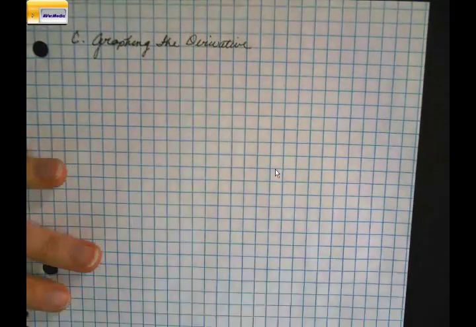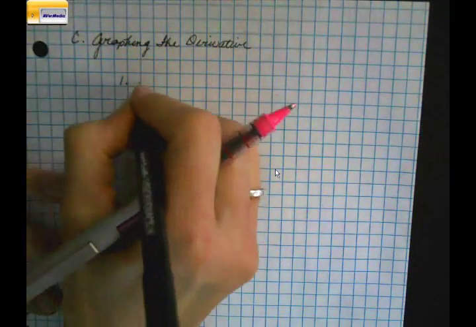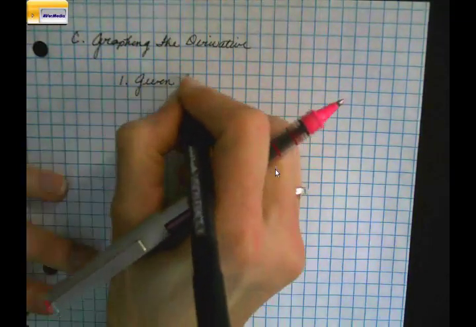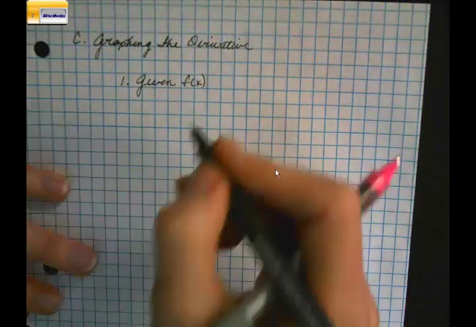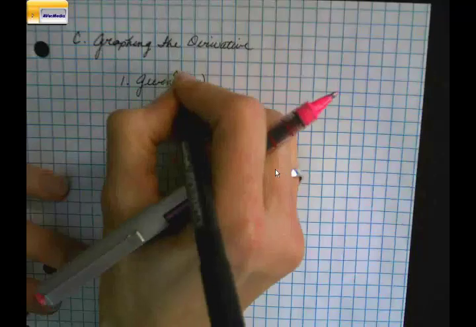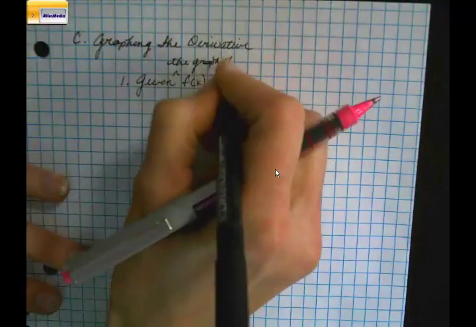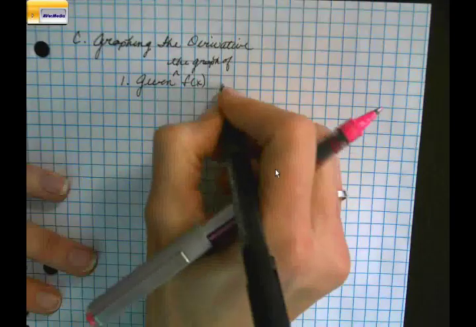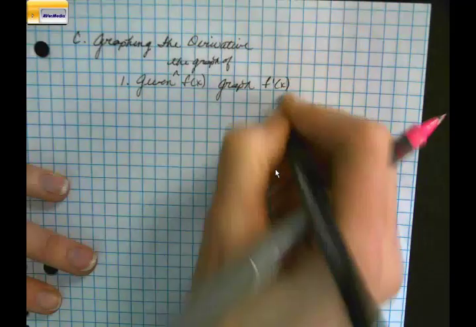All right, so just a little bit of information. Okay, here's what's going to happen. Given f of x, really given the graph of f of x, given an original curve. Okay, you're going to be given the graph of f of x. You're not given the equation of the graph. Now come in here and graph f prime of x.